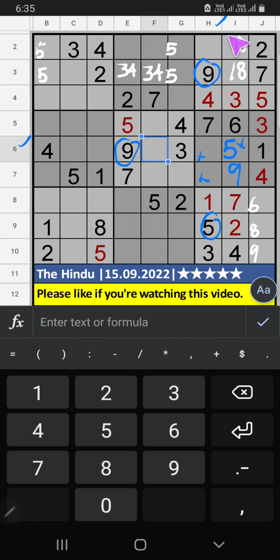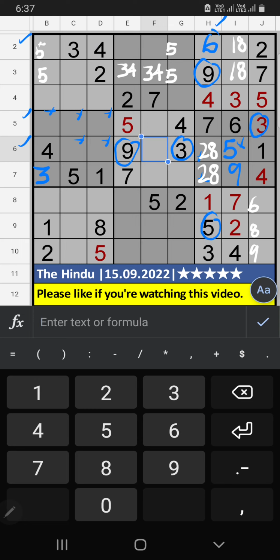Then 3rd grid, only 1 number is remaining, 6. 6 is confirmed here. Then column H, 2 numbers are remaining, 2 and 8. It will come in one of the 2 cells. We will confirm later. 5th row and 6th row, we have 3. So 3 can't come in these cells. Then 3 is confirmed here.